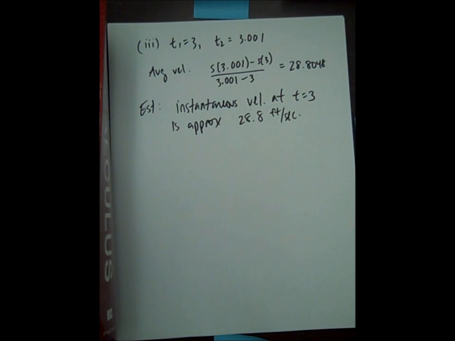So for instantaneous velocity, pick numbers that are close to my original t and then plug them into the average velocity formula.